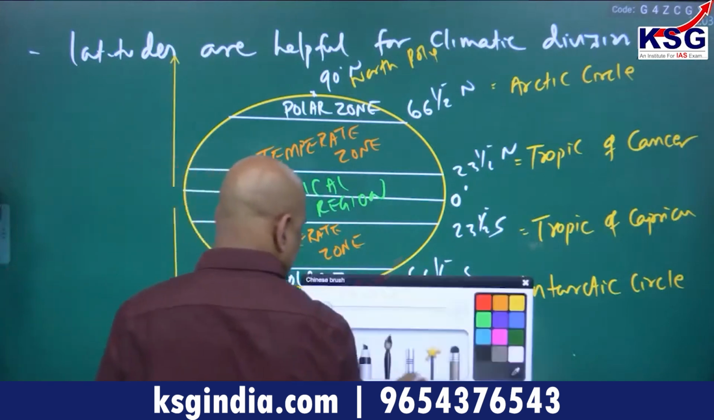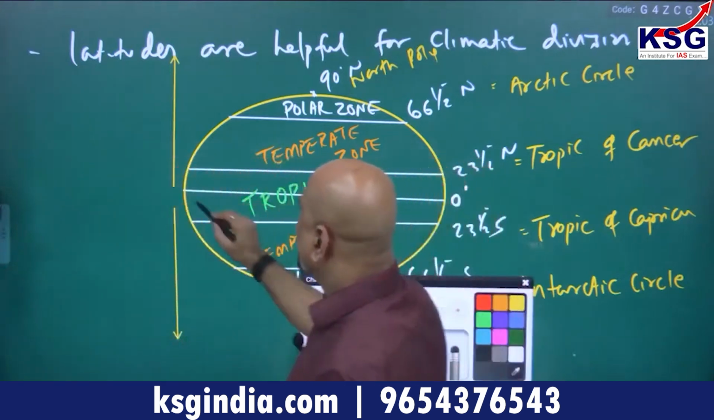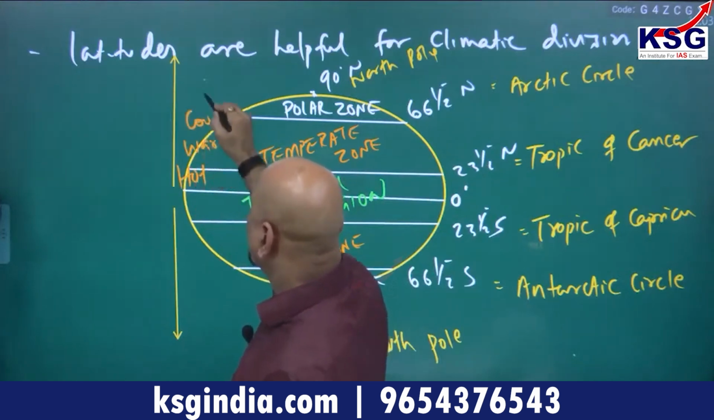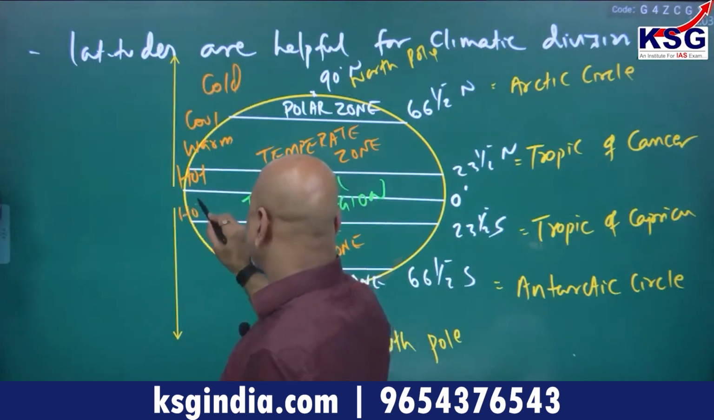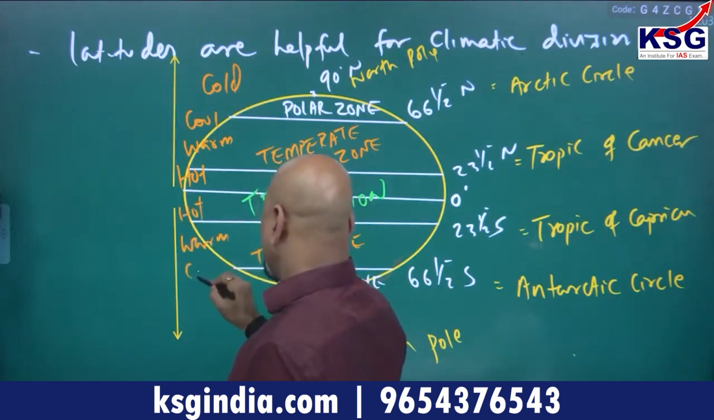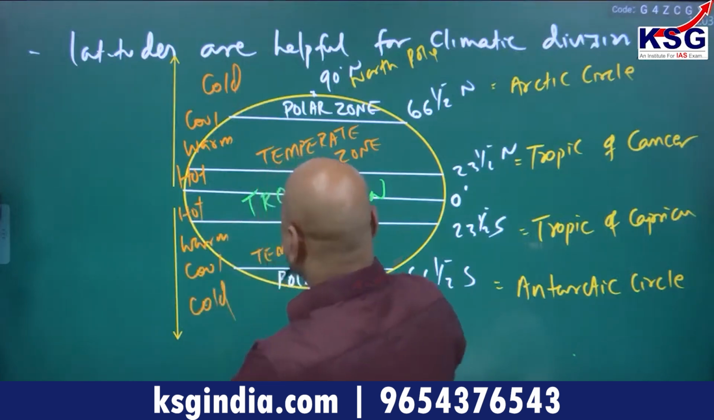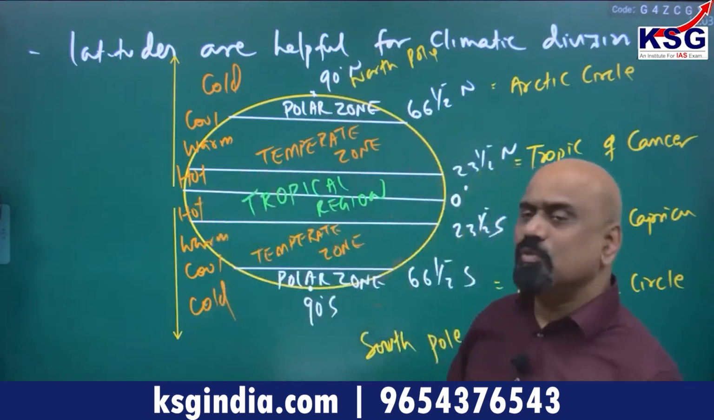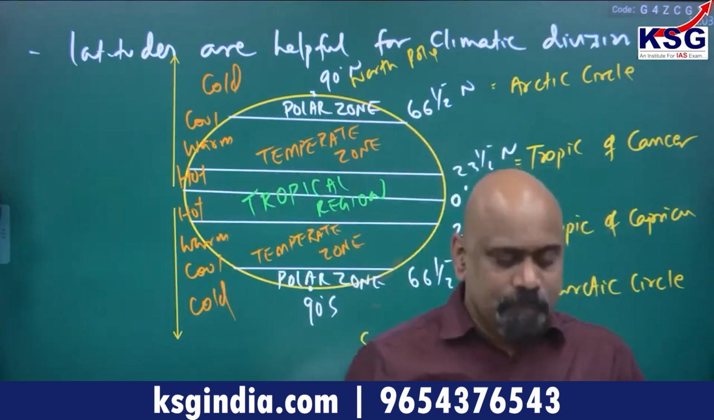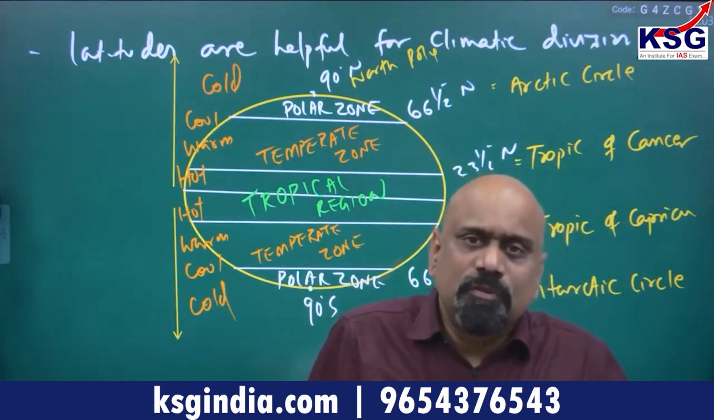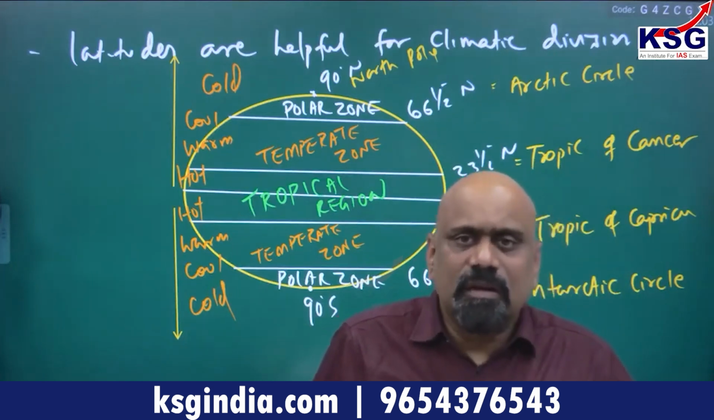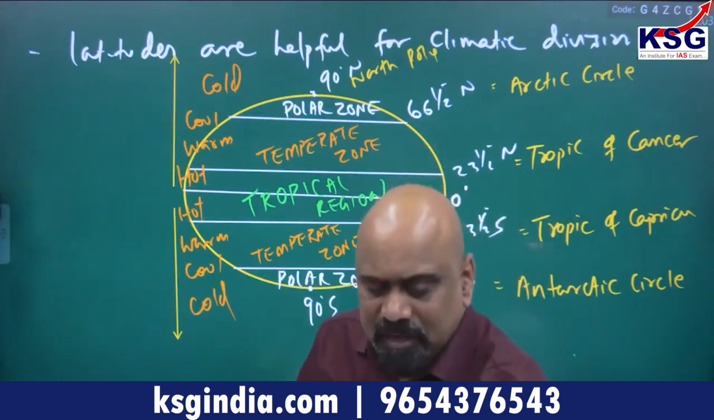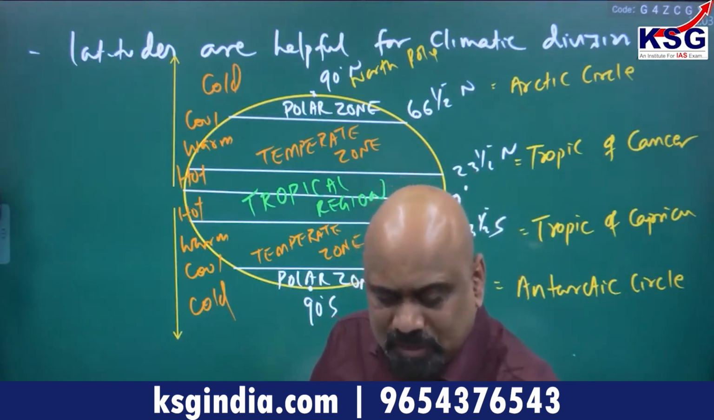My friends, remember one thing: when you go away from the equator towards the poles, temperature decreases. So here it is hot, warm, cool, cold. The moment you go away from the equator, temperature will decrease. So latitudes are more useful for climatic division rather than anything else. Of course, for location it plays a very important role, but also for climatic division.